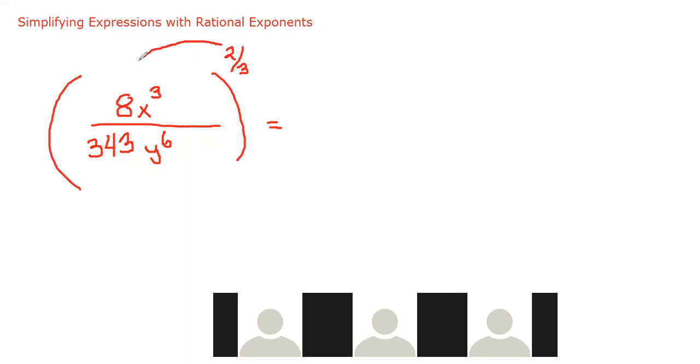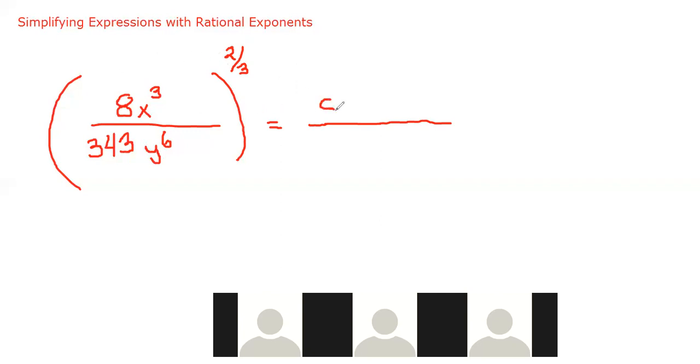Lahat yan, lalagyan natin ng exponent sa 2 thirds. Yung 8, magkakaroon siya ng exponent sa 2 thirds. Yung cube din, magkakaroon ng exponent sa 2 thirds. Then also, hindi lang sa numerator. Pati sa denominator, gagawin din natin yun. Okay? Lahat gagawin natin. Even in our numerator or denominator. So, isa-isahin natin kasi didistribute natin itong 2 thirds sa bawat isa as multiplication.